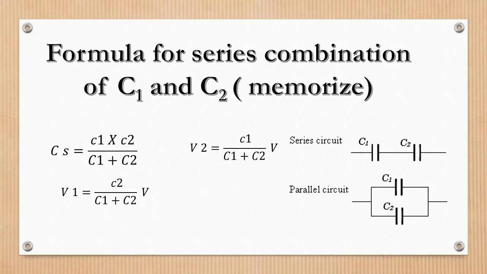When there are two capacitors connected in series, here you will be having the voltage distributed. The charges are same, but the voltage is distributed. So the voltage difference across C1 is C2 by C1 plus C2 into V. V is the total potential drop or total potential difference across the series combination. And across C2 it is C1 by C1 plus C2 into V. I'll also talk about parallel.